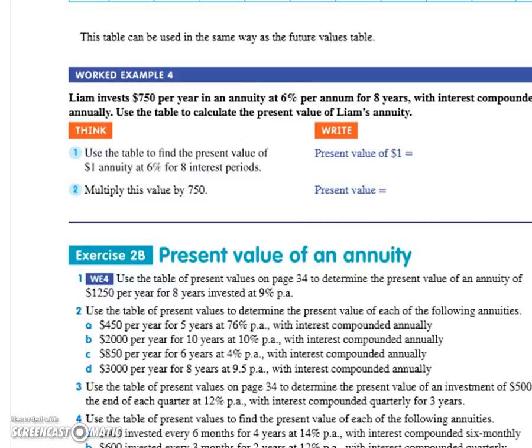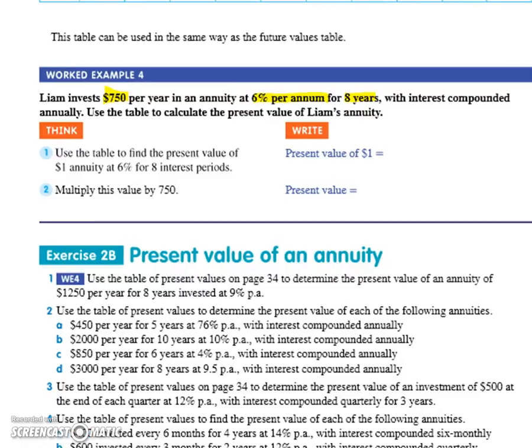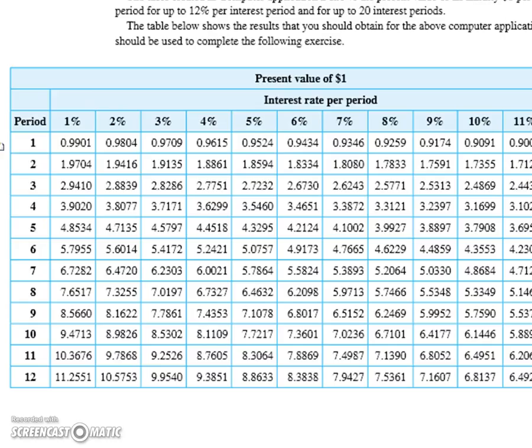Liam invests $750 per year in an annuity at 6% per annum for 8 years with interest compounded annually. Use the table to calculate the present value. So this is the amount that he would have to invest today to get the same as he would by doing $750 per year. So let's go up and find our 6% and 8 interest periods. I think it's on the previous page. There's the 6%, there's the 8 interest periods, so it's 6.2098.